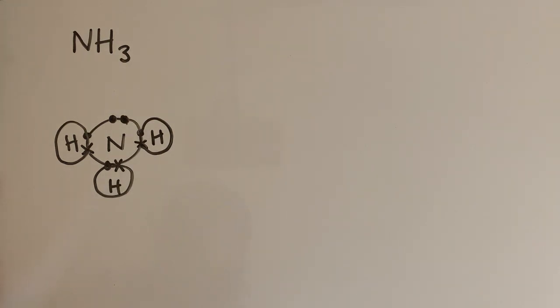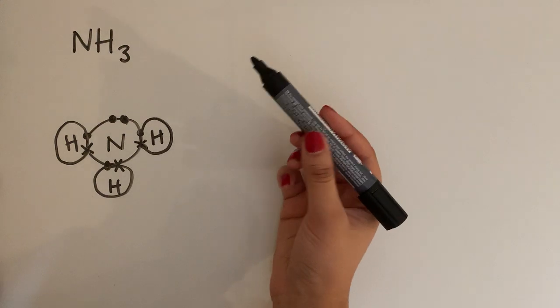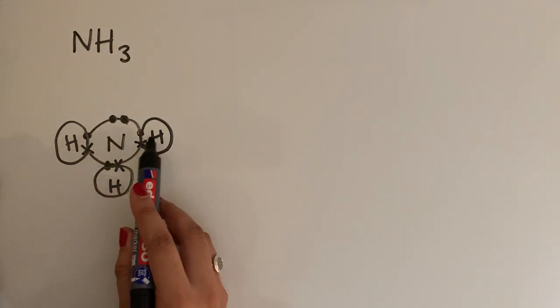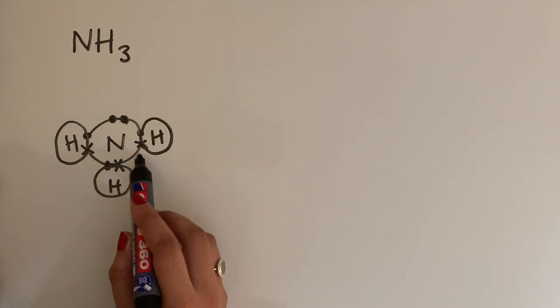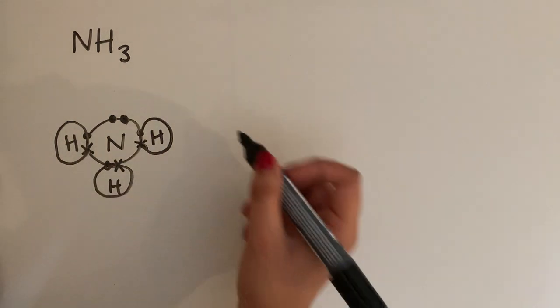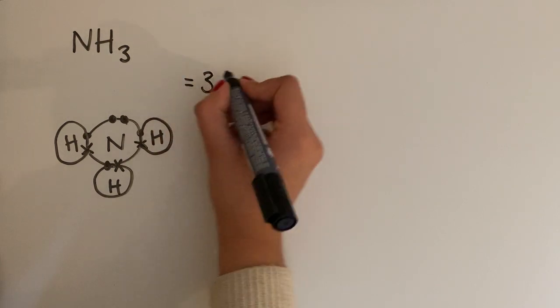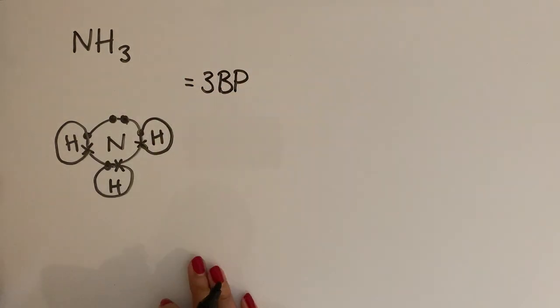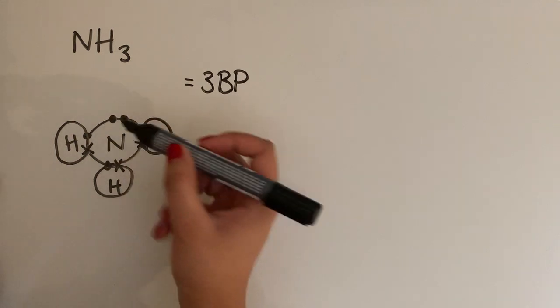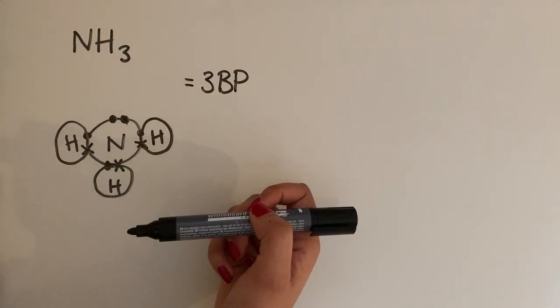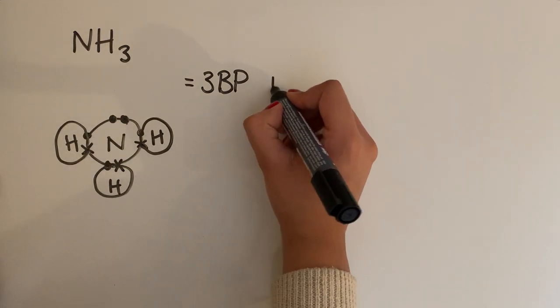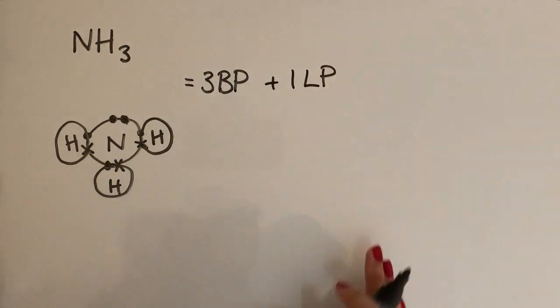Now, remember, we always look at the central atom. In this case, the central atom is nitrogen, and we count how many bond pairs and how many lone pairs it has. Remember, if the electron pair is being shared between 2 atoms, it's a bond pair. As you can see, there are 3 bond pairs in ammonia. But now we also have a lone pair. A lone pair is one that's not being shared between 2 atoms. It just belongs to 1 atom. So in this case, we have 1 lone pair.